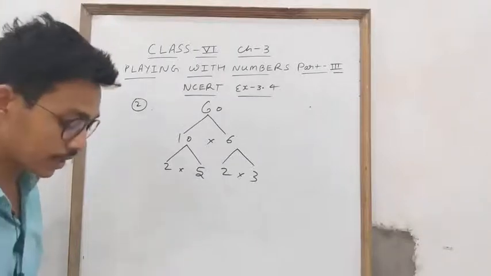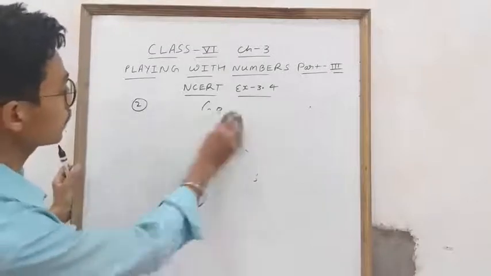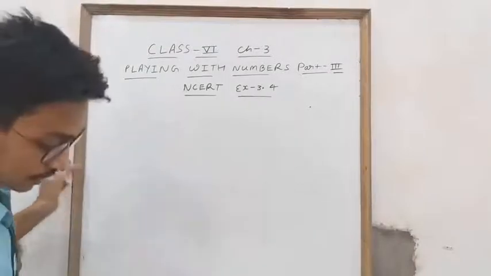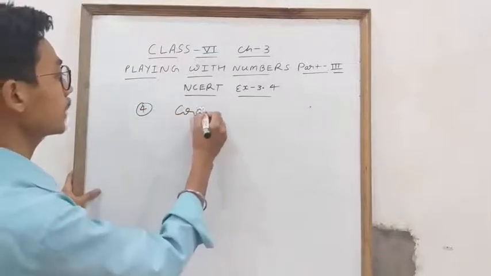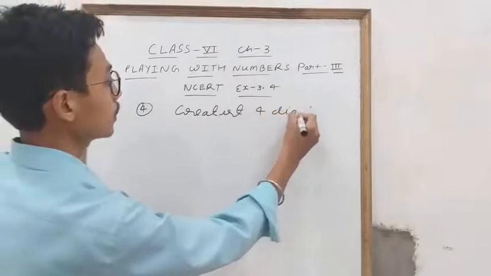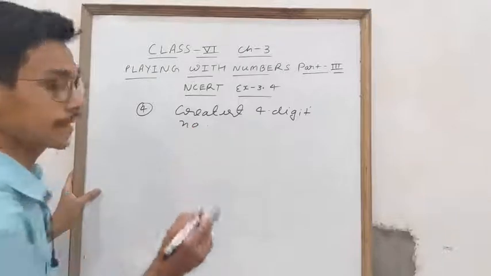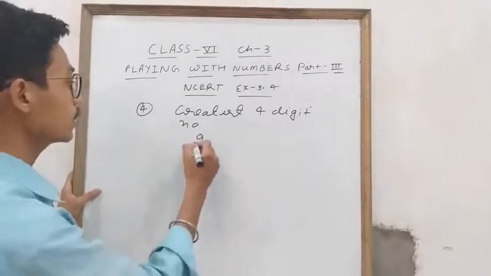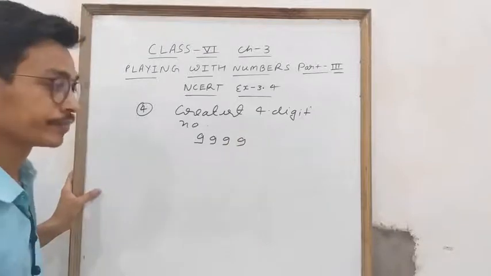Now next question: write the greatest 4-digit number and express it in terms of prime factors. This question I am going to explain. Question number 4. The greatest 4-digit number, everyone knows. What is the greatest 4-digit number student? 9999. Now you have to do the prime factorization.